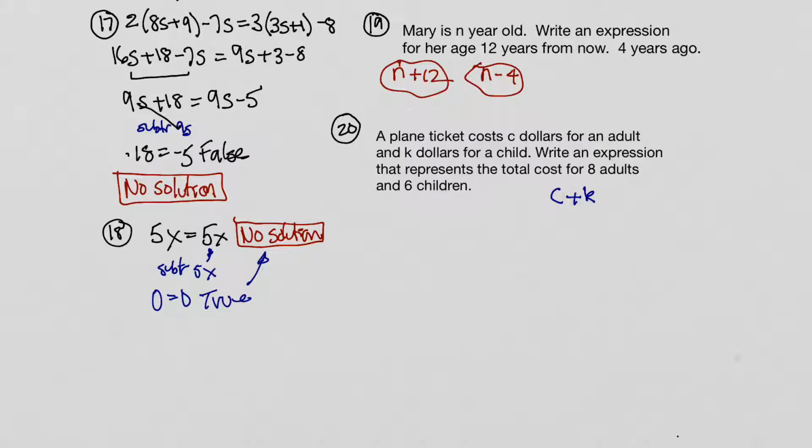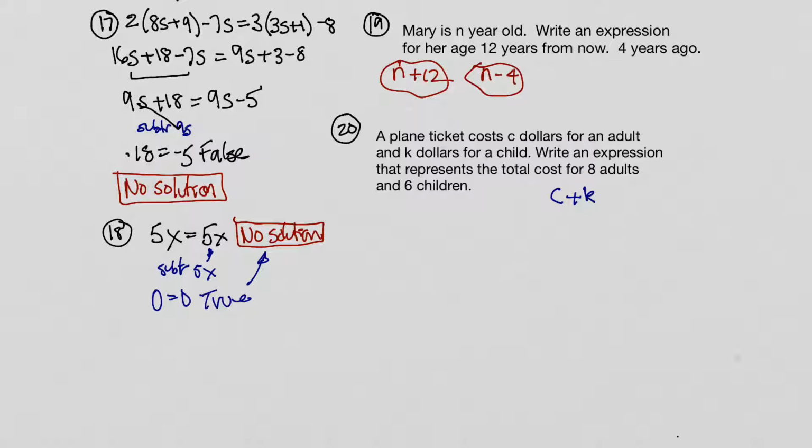Okay, now, what if you had 2 adults flying? So if there was 2 adults, you would have 2 adult tickets. So you'd have C dollars for the first adult, C dollars for the second. So you'd have 2 of those C's, right? C plus C. So you'd have 2C. What if there was 3 adults? You would have C plus C plus C, or 3C. If you had 4 adults, it would be 4 of those C's. C plus C plus C plus C. Or 4C. But we've got 8 adults.